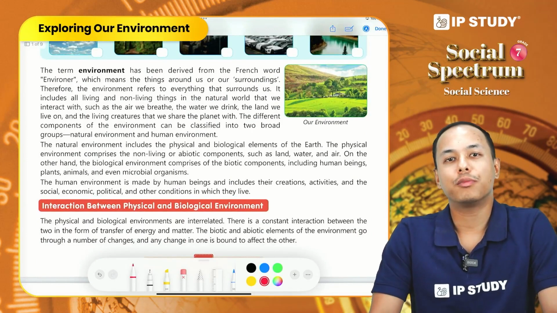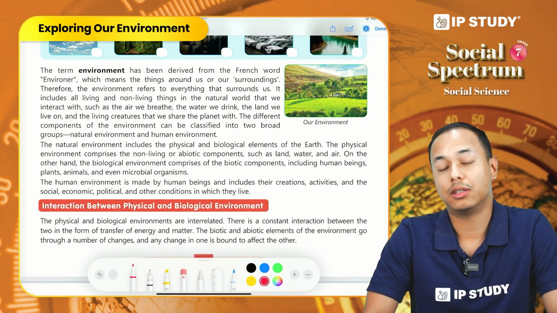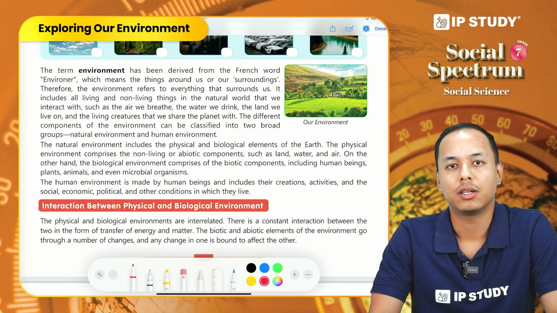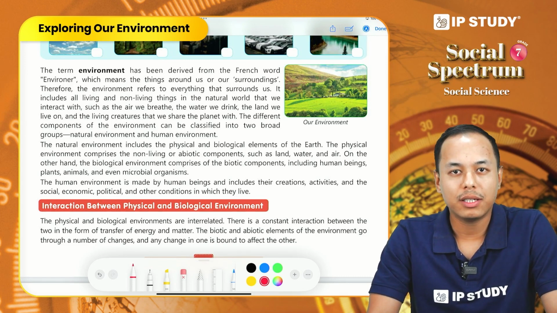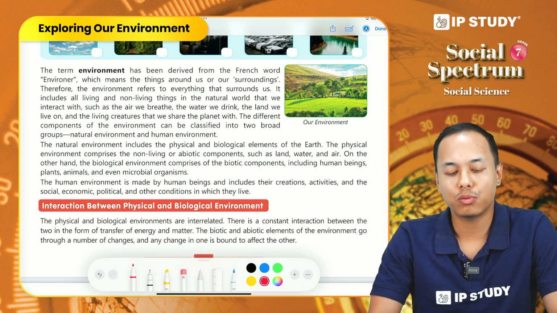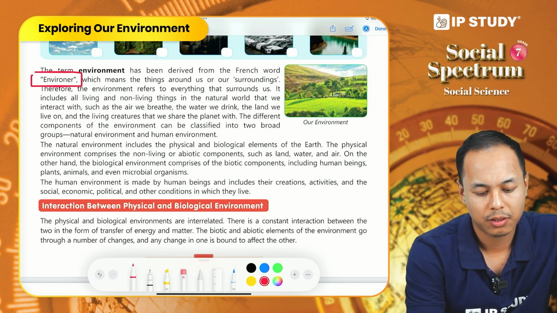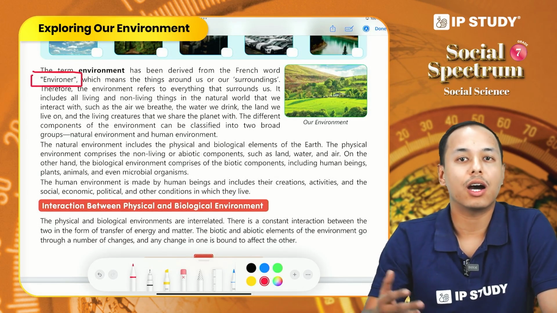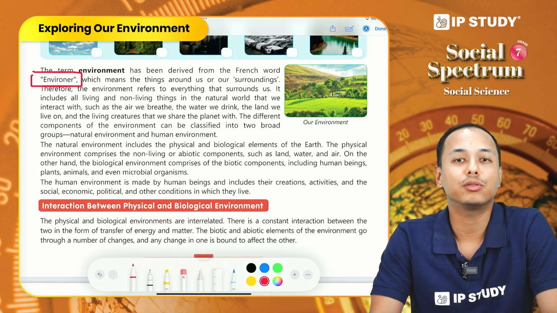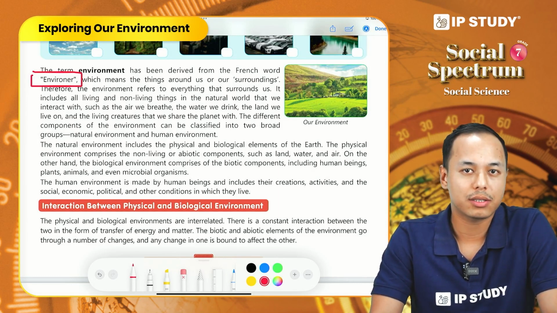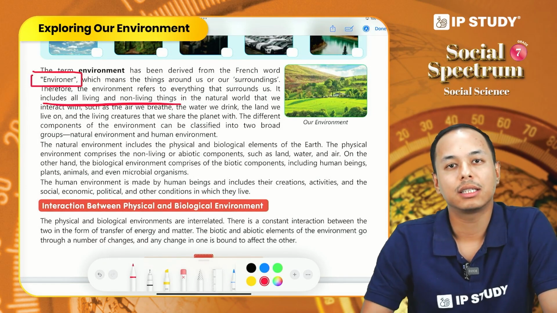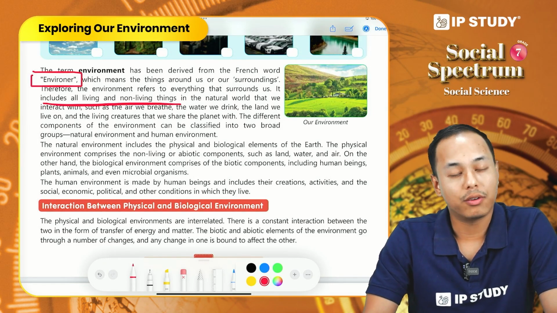Before we discuss the different topics of the chapter, it is important to understand the term environment. The word environment itself has been derived from the French word environnement, which means the things that are around us or that surround us. So environment refers to everything that surrounds us. It includes both living and non-living things in nature.